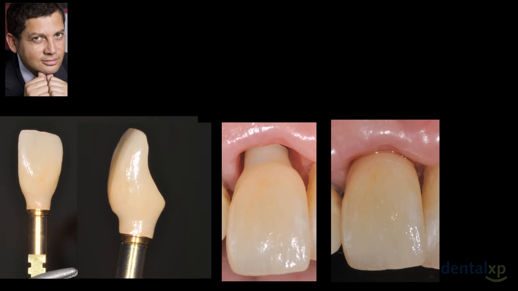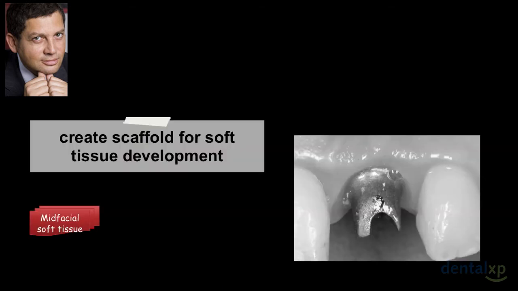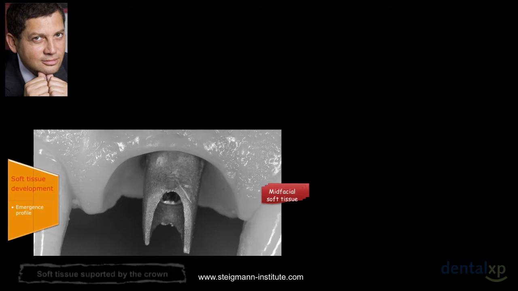tissue over time. First, we have to create the prosthetic scaffold for the soft tissue, developing the abutment, which will support the soft tissue almost entirely, and designing the crown for the mid-facial soft tissue support in such a way that this complex of abutment and crown will give enough space for the soft tissue, but also will overcome the biological changes which will occur over time in these cases.